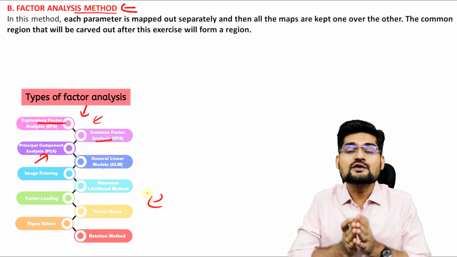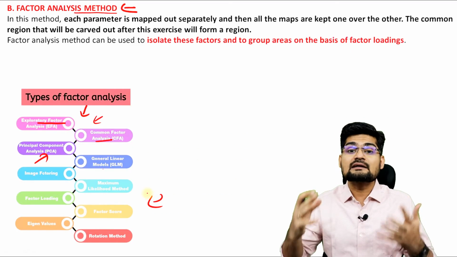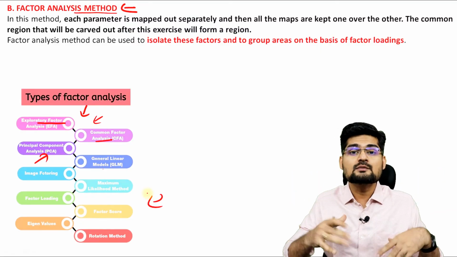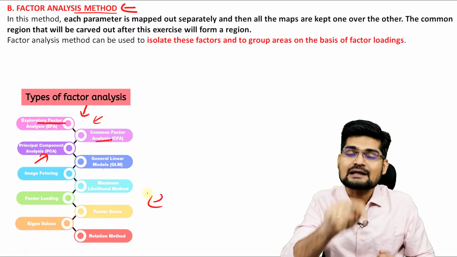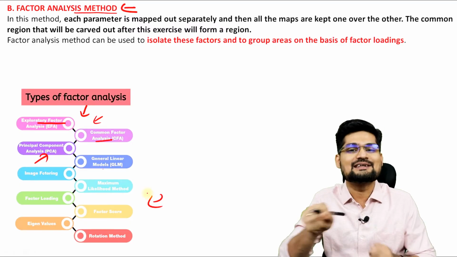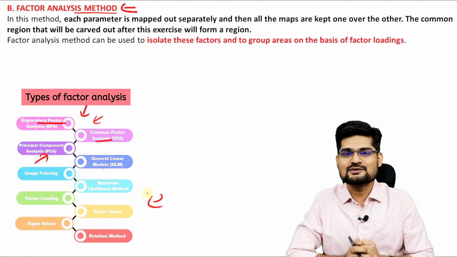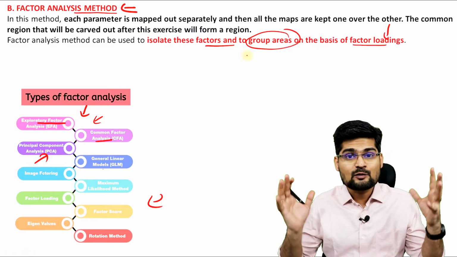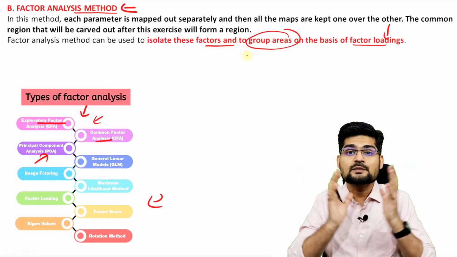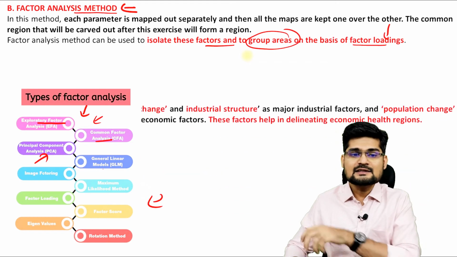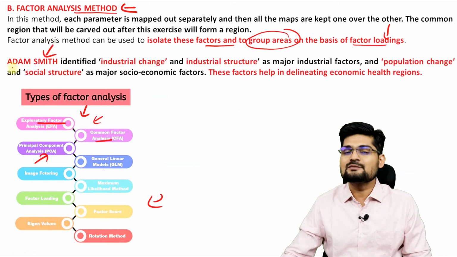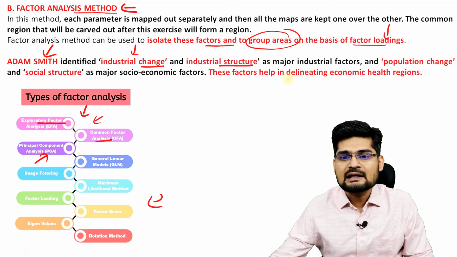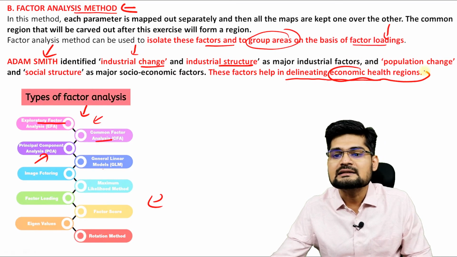But why do we use this factor analysis? Because number of factors are too many here. Right? And then we can group these factors and understand that which are the most dominating factors which give characteristics, uniqueness to that particular region. That's where factor analysis is used. So we isolate these factors and group areas on the basis of factor loadings. How many factors we can club into one. That's where the principal factors come together, right? And in this approach, it's very important to remember Adam Smith, who used this method for industrial change, industrial structure, and defined and delineated the economic health regions as well.